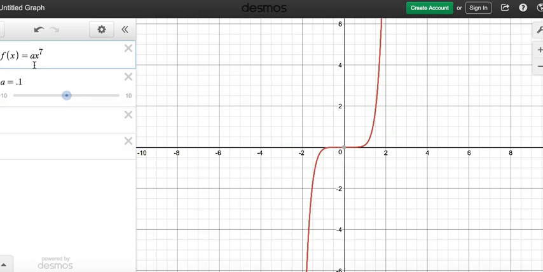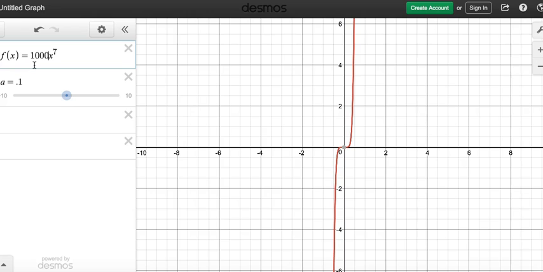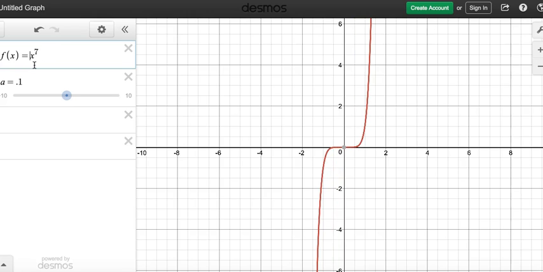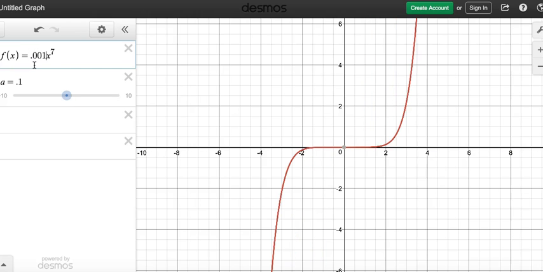Okay, so there's some generalizations right there. We can put in 11, we can put in 120, we can put in 1,000, and as you can see, the bigger that gets, the narrower it gets. Or if we make it really small, like 0.01, 0.001, it's getting wider horizontally. So something to note right there.